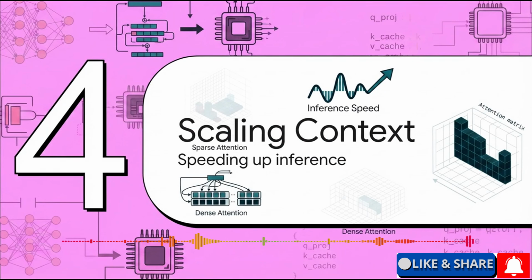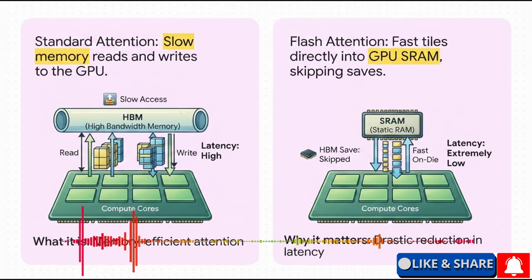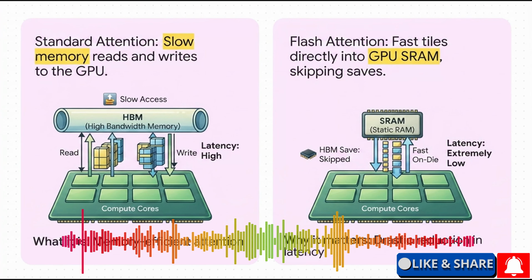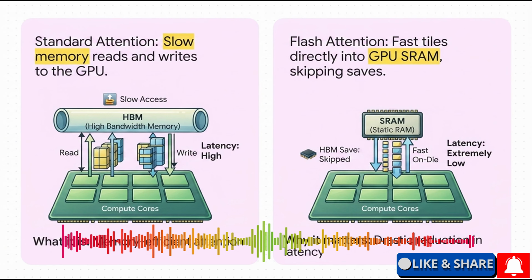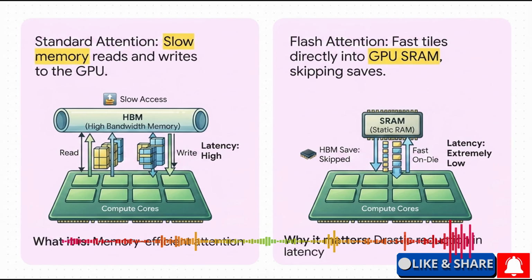Section 4, scaling context and attention. Getting the model onto a GPU is just step 1. How do we actually speed up inference and scale the context window up to, say, 200,000 tokens without latency totally freezing the system? Well, standard attention chokes because it constantly reads and writes massive intermediate matrices back and forth to the GPU's high bandwidth memory. Flash attention fixes this bottleneck by tiling the data directly into the ultra-fast SRAM on the GPU, skipping those intermediate saves entirely. Fewer memory hops means processing vast documents way faster.